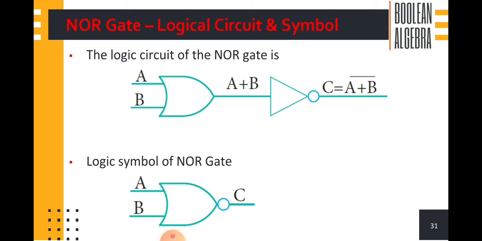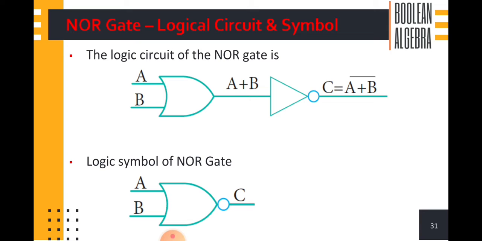So the logic symbol of NOR gate is we are passing two inputs A and B, and then we draw the OR gate. How can we draw the OR gate? One curved line and then we join to this curved line. Okay, we get the OR gate symbol. After the OR gate we put one circle. This circle is used to indicate a NOT gate. Okay, so this is the logical symbol of NOR gate.